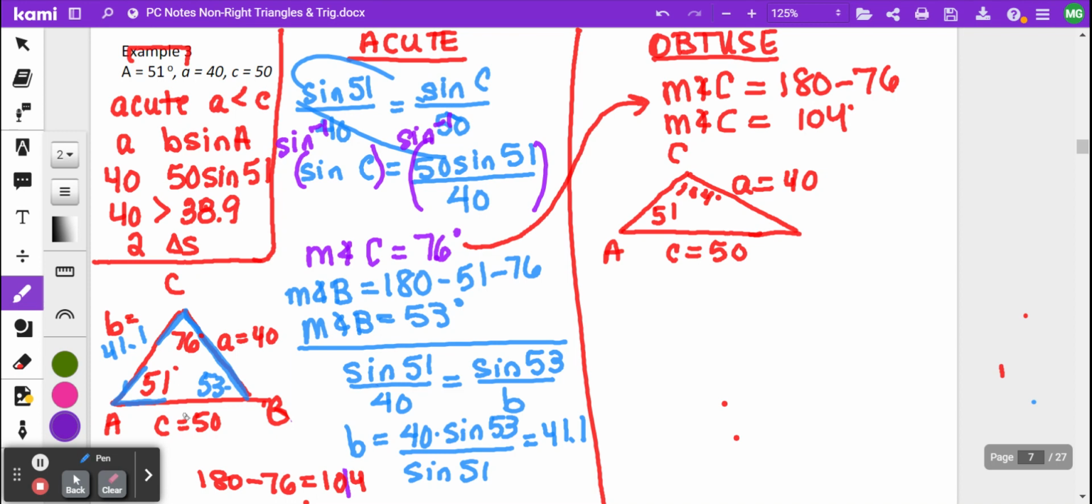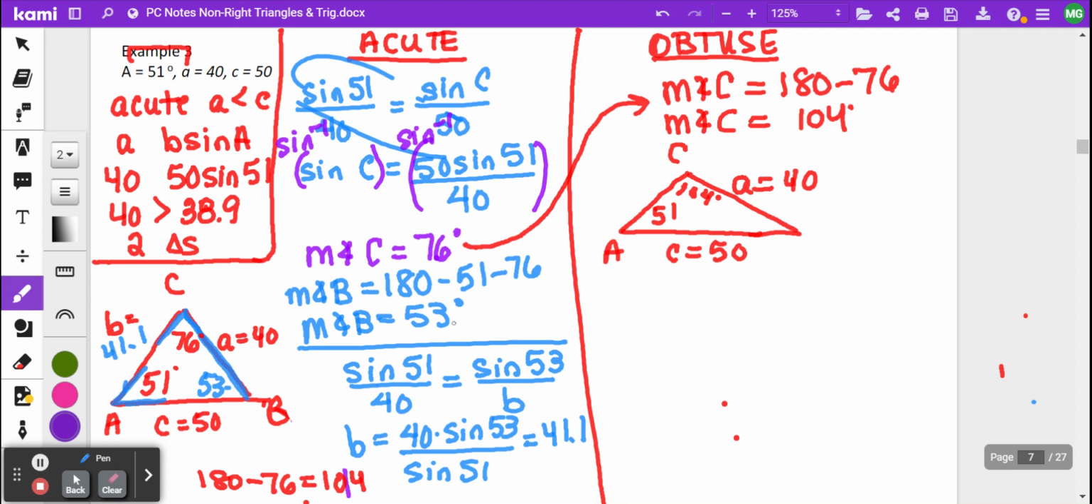Let's make sure our numbers and our answers are reasonable. The biggest angle is opposite the longest side. The smallest angle is opposite the shortest side. And if you look, 51 and 53, it's almost isosceles. So 40 and 41.1, almost isosceles. So we've solved for the acute case.